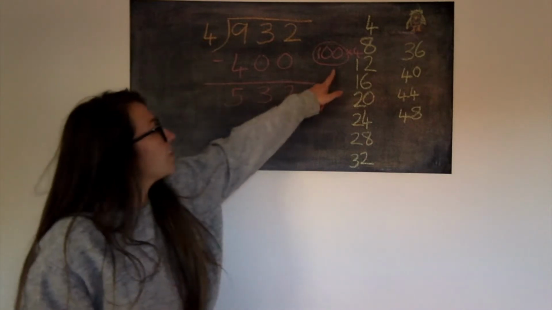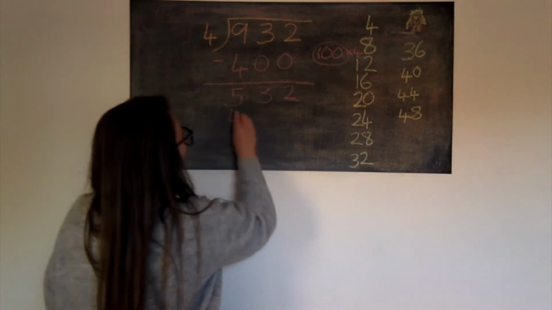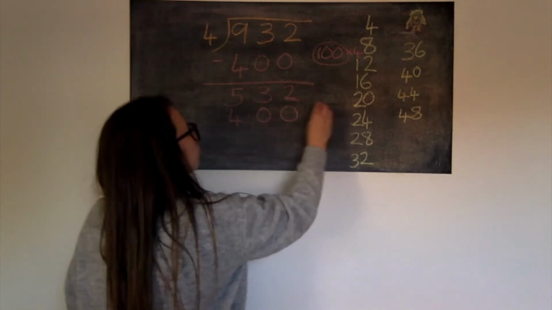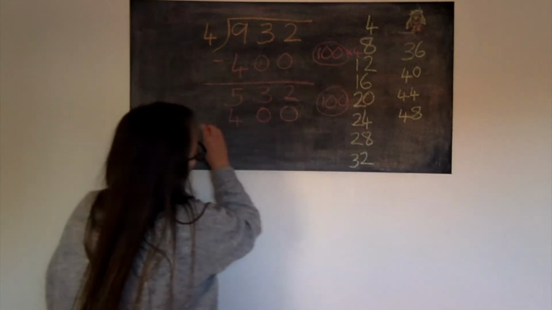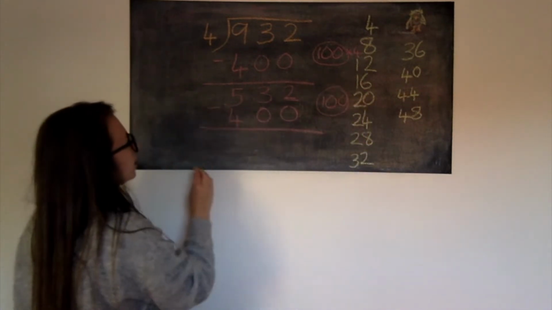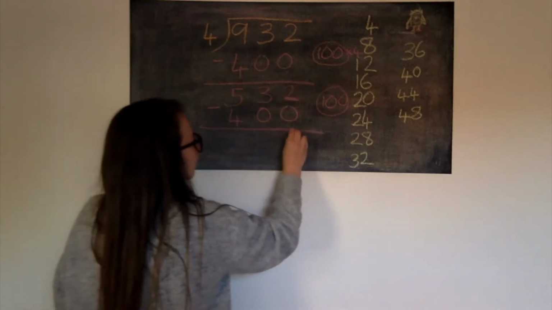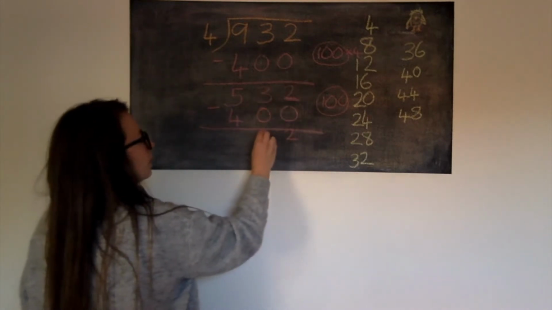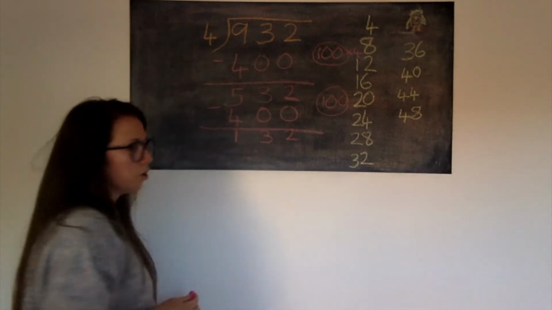I can actually take away another 100 lots of 4 because that's nice and easy. So I can take away another 400, which is another 100 lots of 4. Same again, taking it away, always starting in our units column. 2 take away 0 is 2, 30 take away nothing is 30, 500 take away 400 gives me 100.